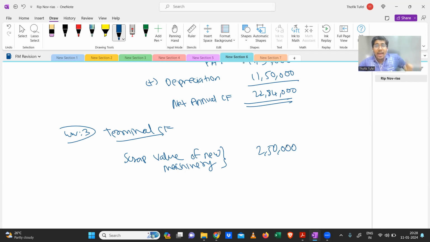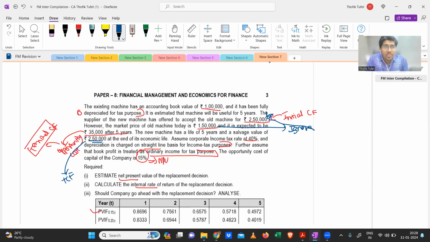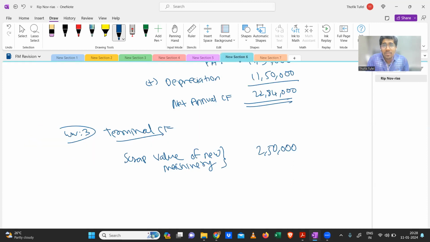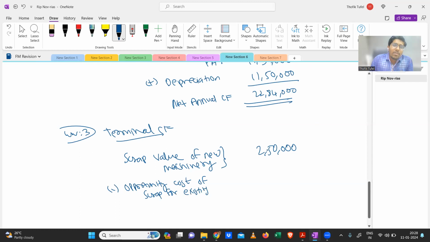I will tell you why. Had I used the old machinery, I would have got the scrap value of old machinery also. What is the scrap value of old machinery? 35,000 rupees, because after 5 years it is 35,000 rupees. Now, because I'm purchasing the new machinery, I am not getting that 35,000 rupees. So I'm not getting a benefit now. Foregoing benefit is a cost. Foregoing benefit is an opportunity cost. So this will be my opportunity cost of scrap for existing machinery, minus 35,000. Okay, this is one way of understanding.